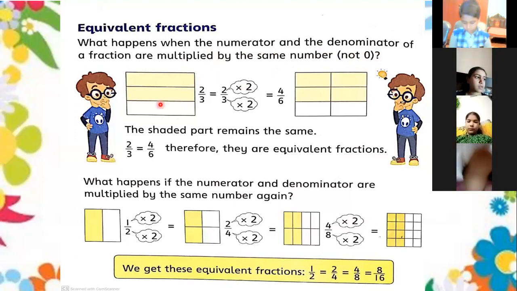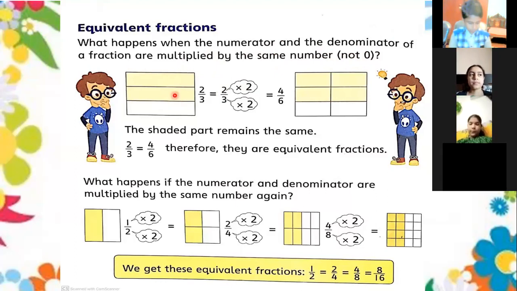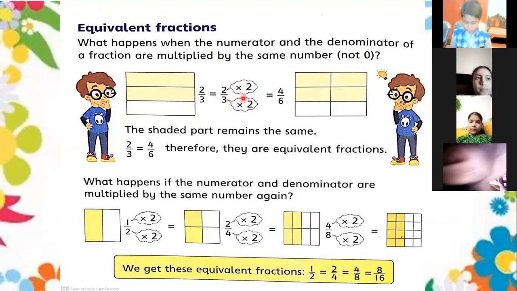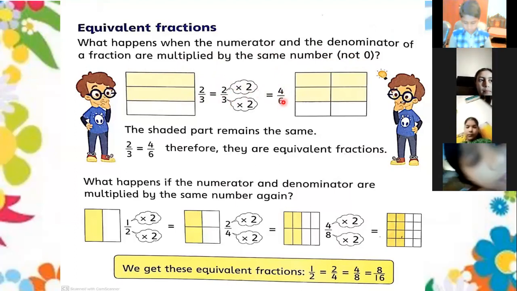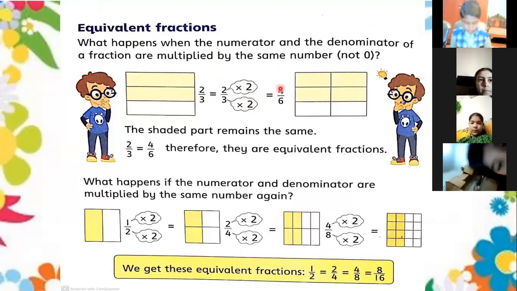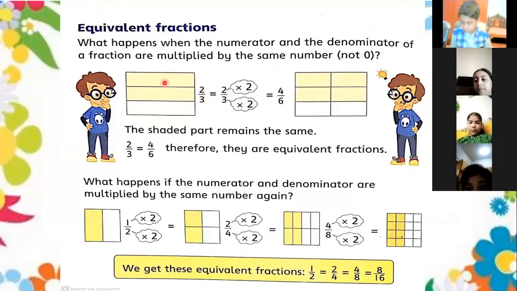Here, this is the shape. Here, two parts are shaded out of 3 equal parts. And when we multiply 2 upon 3 by 2, we get the answer 4 upon 6. Now this shape 2 upon 3 has been divided into 4 parts out of 6 equal parts.